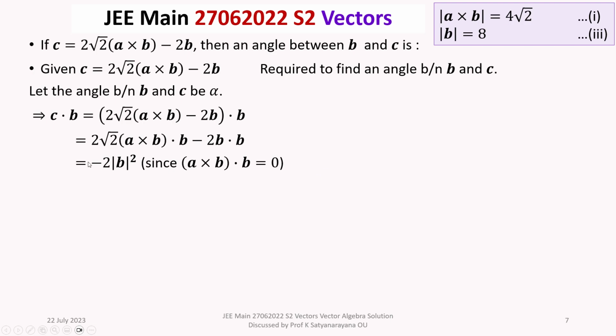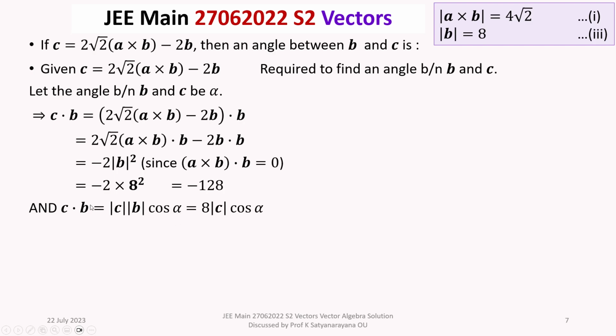Agreed. On the other hand, you take C dot B and write mod C into mod B into cos alpha. Here, minus 2 into mod B square. So mod B is 8. Minus 2 into 8 square, that is minus 128. Now on the other hand, C dot B is mod C into mod B into cos alpha. There is no modulus on cos alpha, just cos alpha.